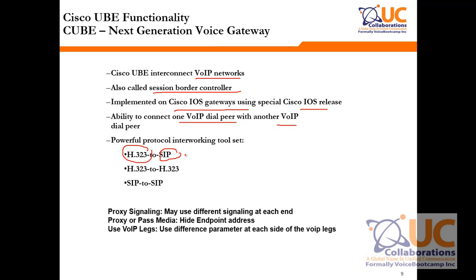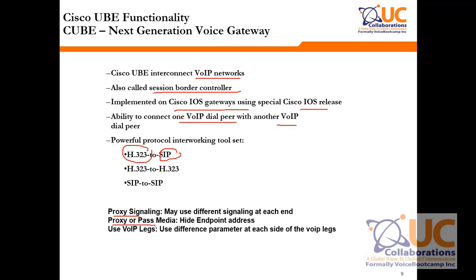So you may have a situation where in your organization you choose to use SIP, but you are dealing with a customer who may not support SIP. They may have H.323. So in that case, CUBE, or UBE, can provide interconnectivity or inter-networking between the protocols. Another advantage of running CUBE is that you can do proxy signaling, such as H.323 to SIP, SIP to SIP, and so on. You can also do proxy media.